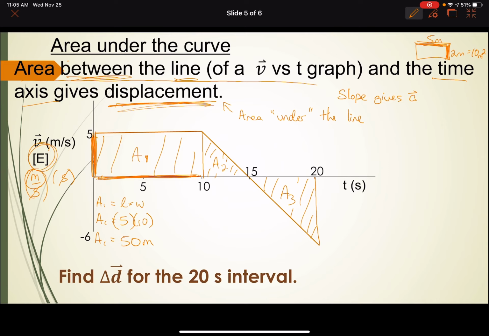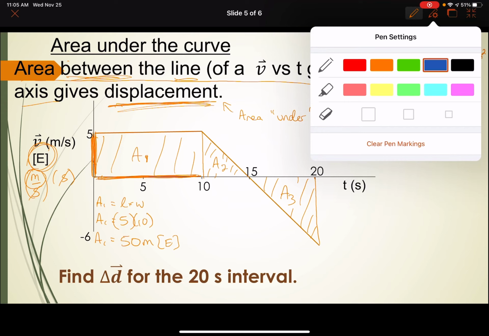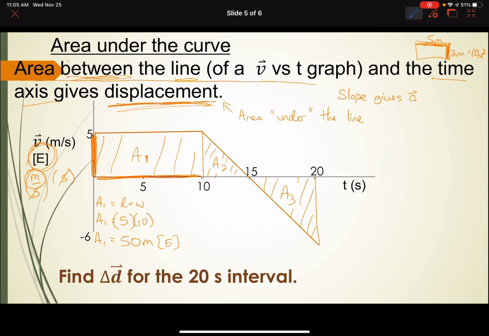Last thing before we move on, this direction right here goes right here. Okay, so area 1, 50 meters east. That's the displacement. Area 2, this one now is a triangle, so we're going to say 1/2 base times height, or you can say BH over 2, same thing.